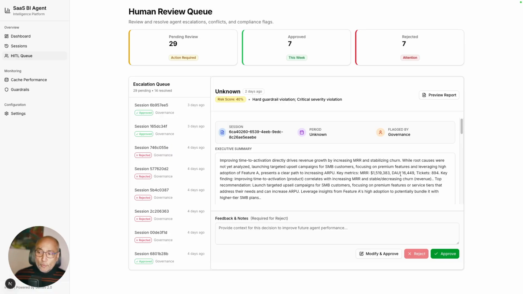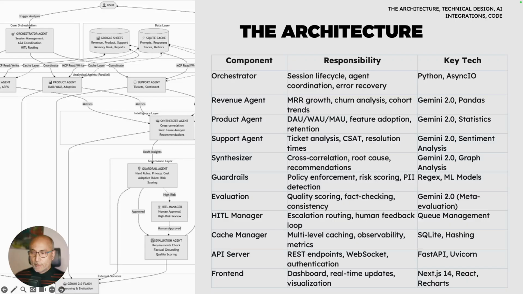Now let me show you what is under the hood. Here's the full system architecture. On the left, you see the flow diagram. From user trigger through orchestration, parallel agent execution, synthesis, governance, and final delivery. The table shows each component's responsibility.